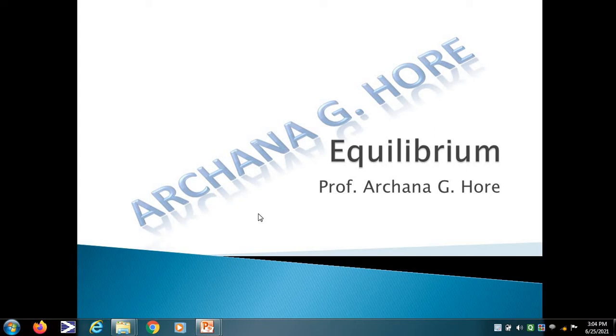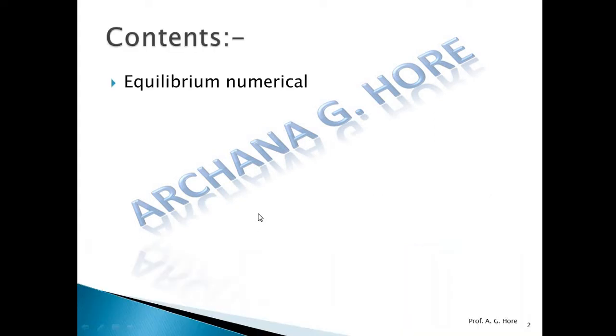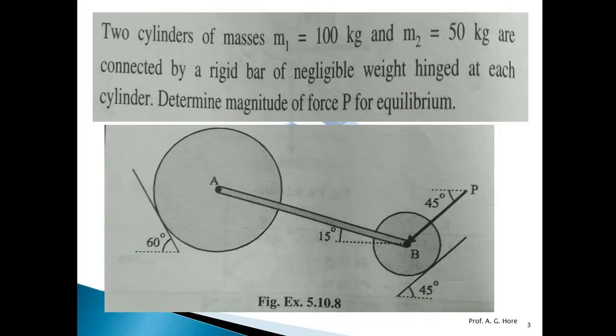Hello everyone. Today we are discussing the next numerical on equilibrium. Now this one, if this diagram is like this and we want to find out the unknowns, so first of all read that numerical. Two cylinders of masses M1 100 kg and M2 50 kg are connected by a rigid bar of negligible weight hinged at each cylinder. Determine the magnitude of force P for equilibrium.